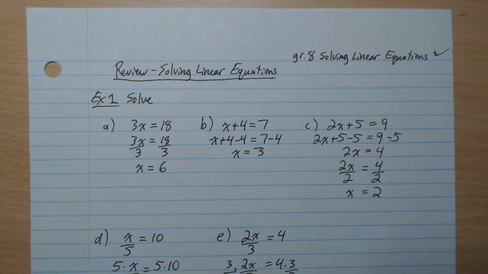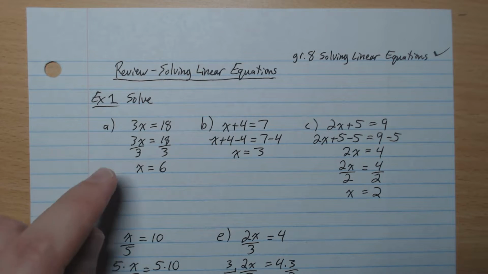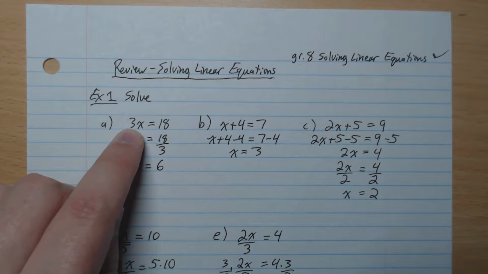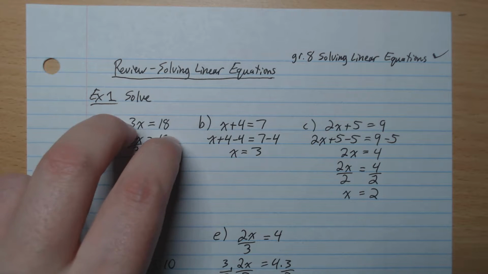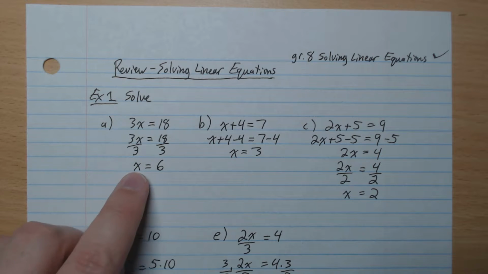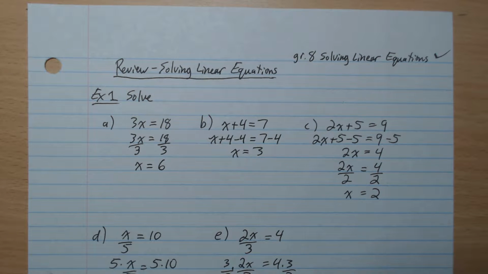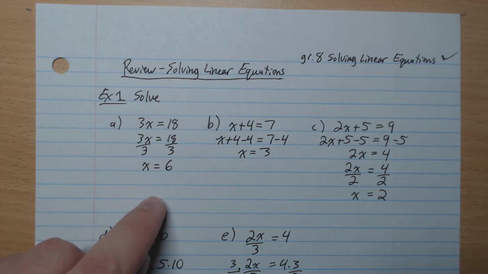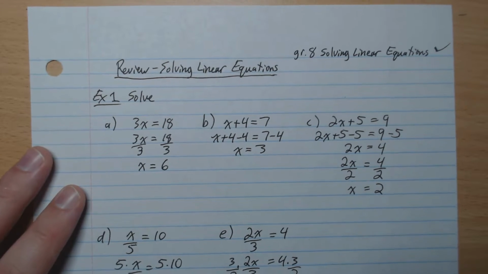Example 1, solve. So I'll do a bunch of examples and then you'll be able to practice yourself later in the video. So example 1a, 3x equals 18. So we have times 3, so we're doing the opposite, divide by 3 on both sides like that, and then we have x equals 6. And we can check it. 3 times 6 gives 18, so this is the correct answer.